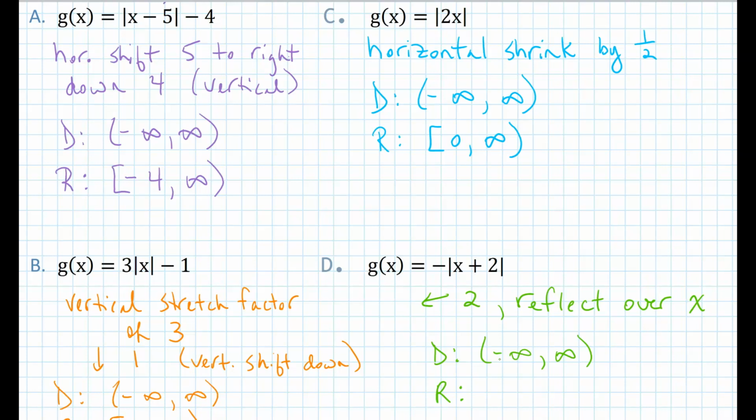Okay, so again, we started with this parent function. The vertex is at 0, 0. We moved it to the left by 2 places, and then we reflected it over x. So it's negative infinity and negative 2, comma 0. Did we shift up or down any? No, so it's still 0. It's just going downward. Which value do we put first?